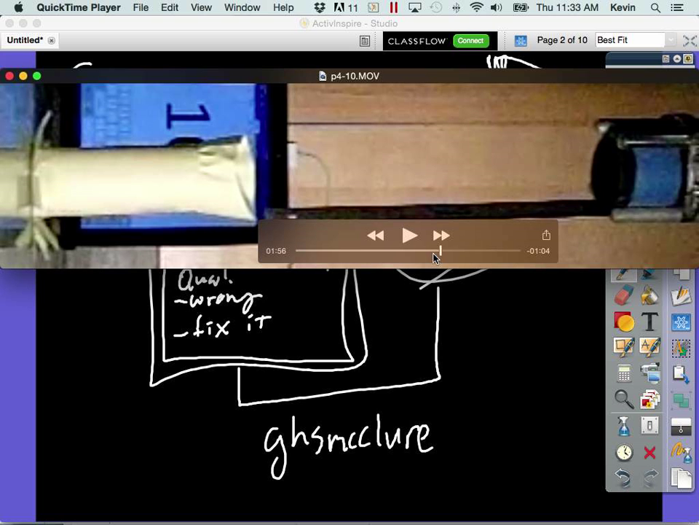So I can count the number of frames between when I first saw the contact to the moment where I think, and I'm guessing, the egg stops. And then because I know the time, I can calculate the acceleration. And if I know the acceleration, and I know the mass of the egg, I can calculate the force. And so you can figure out the force that your egg catcher exerted on your egg.